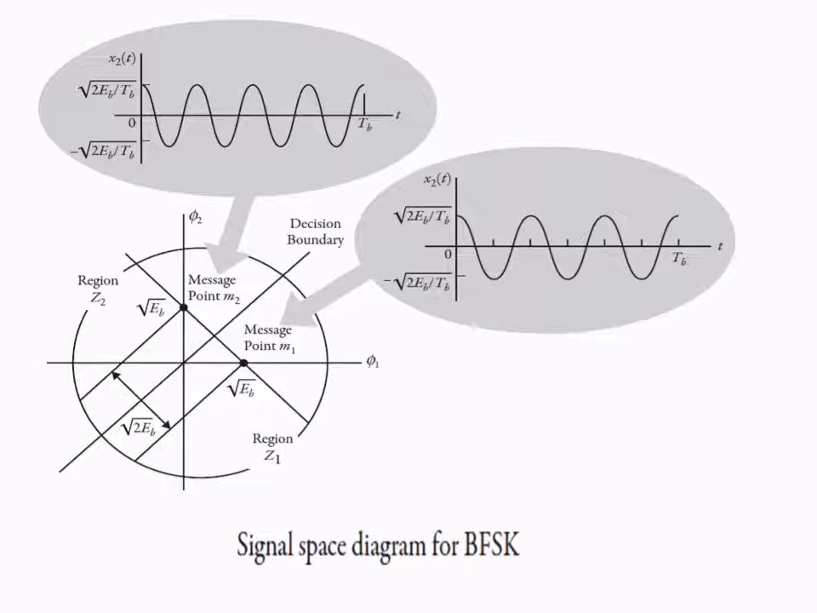Now, as we know, if your observation vector comes anywhere in the Z1 region, then the receiver decides in favor of symbol 1 or S1(t). Similarly, if the observation vector comes anywhere in the Z2 region, then the receiver decides in favor of symbol 0 or S2(t). Okay, so this is your signal space diagram.